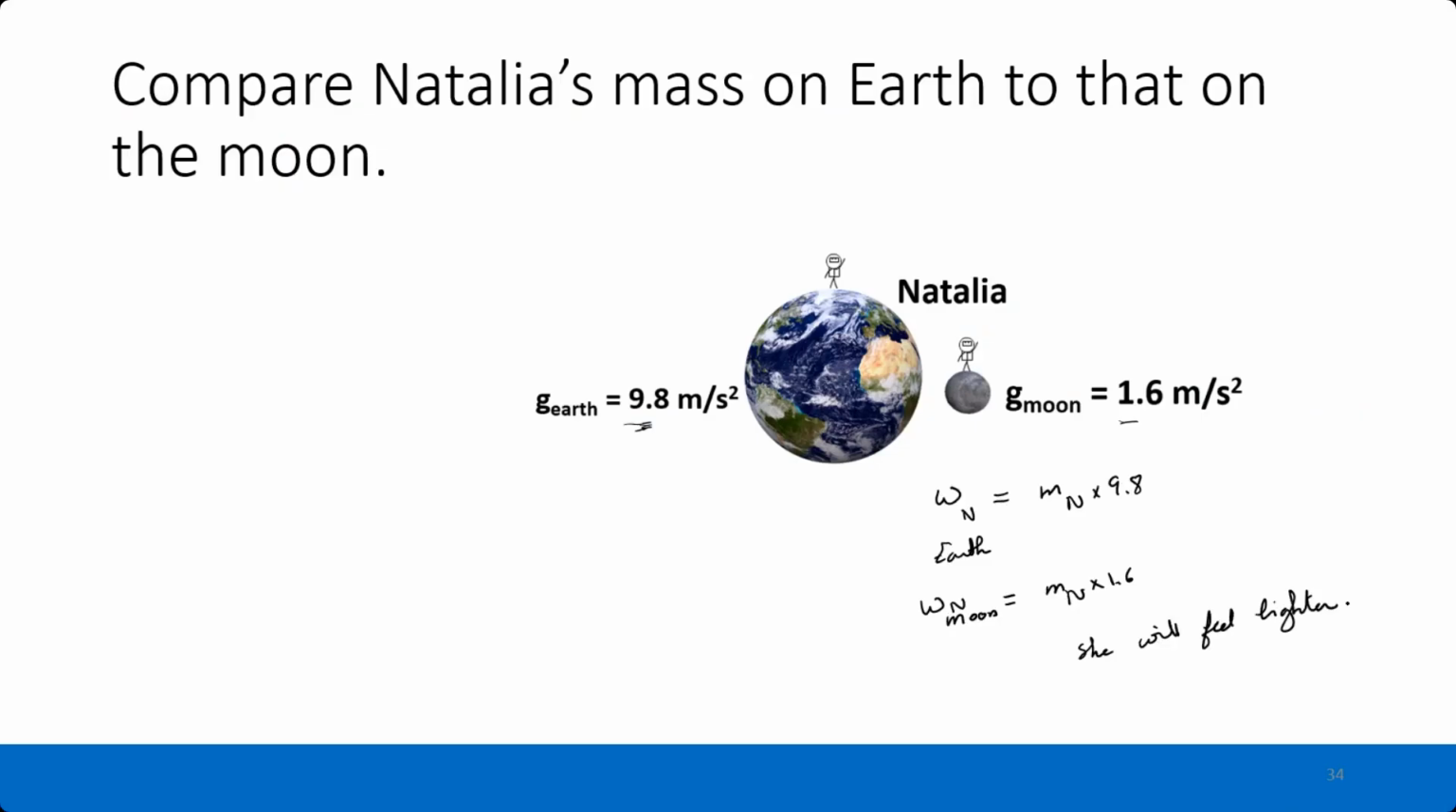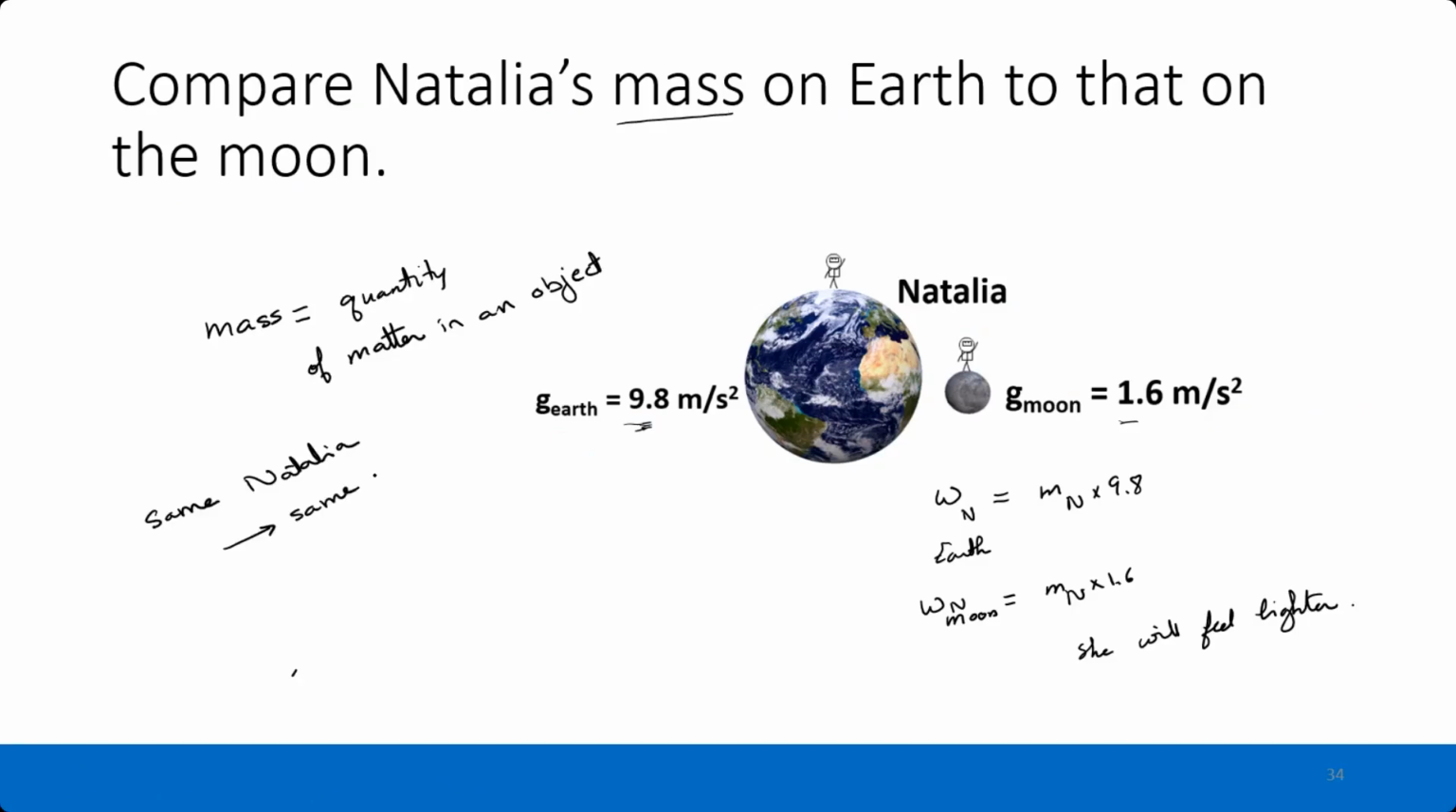But be careful about the question. It has a small trick. We're comparing her mass. And remember, the mass was defined as the quantity of matter in an object. So if this is the same Natalia, it's going to be the same mass because we have the same quantity of matter, unless Natalia went on a strict diet during her trip from Earth to the moon, and then her mass does change. Otherwise, the mass is the same.